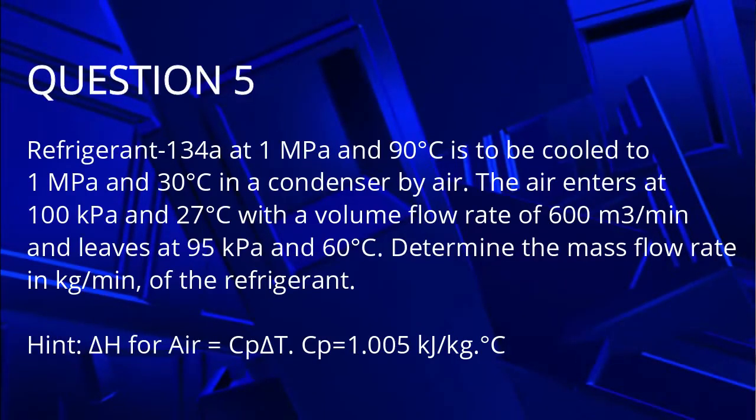Question number 5. Refrigerant 134A at 1 megapascal and 90 degrees C is to be cooled to 1 megapascal and 30 degrees C in a condenser by air. The air enters at 100 kilopascal and 27 degrees C with a volume flow rate of 600 meter cube per minute and leaves at 95 kilopascal and 60 degrees C. Determine the mass flow rate in kilogram per minute of the refrigerant. Hint, delta H for air is equal to Cp delta T and Cp is equal to 1.005 kilojoule per kg degree C.